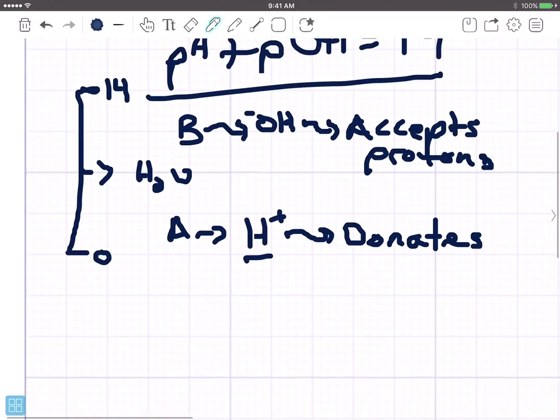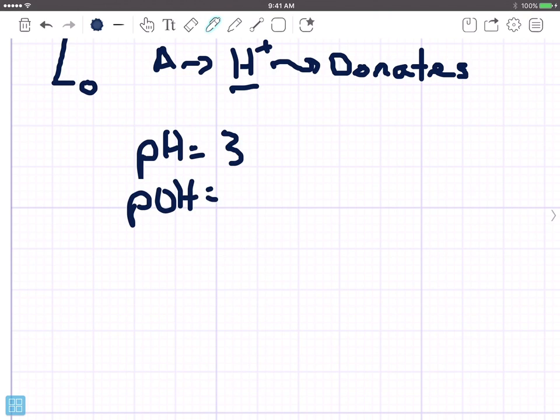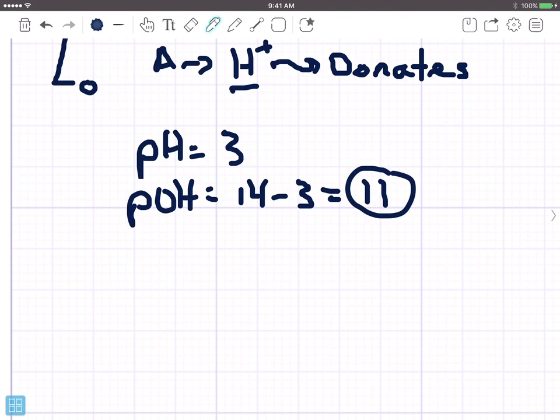So if I have a pH of 3, the pOH equals 14 minus 3, which equals 11. Excellent.